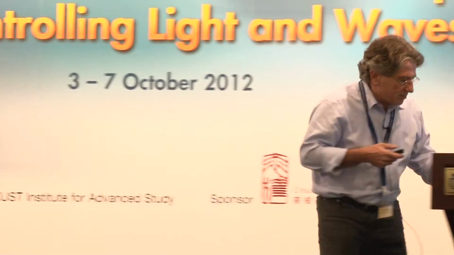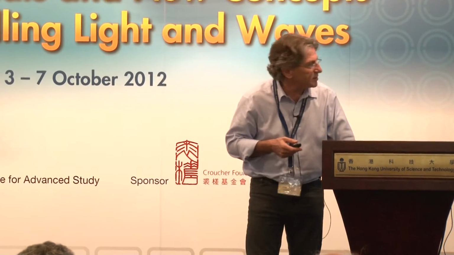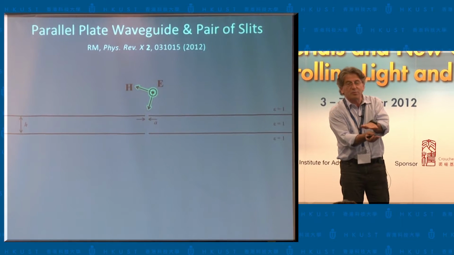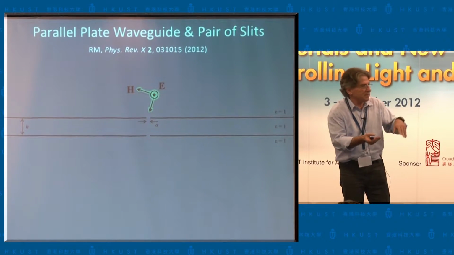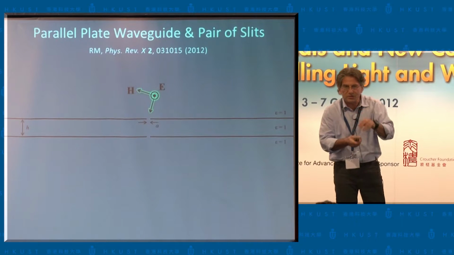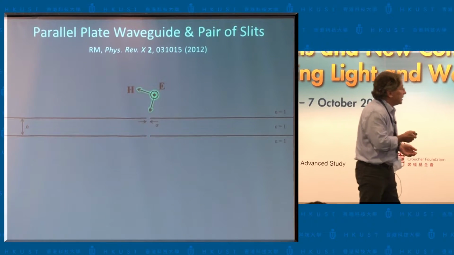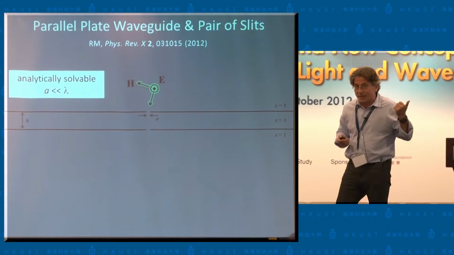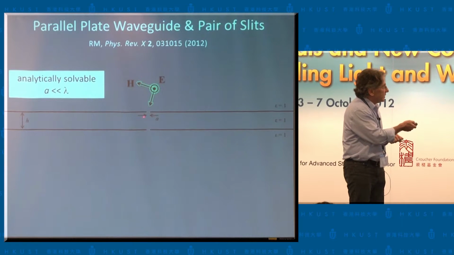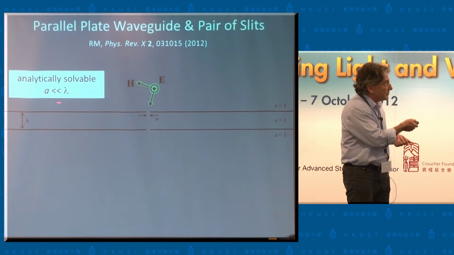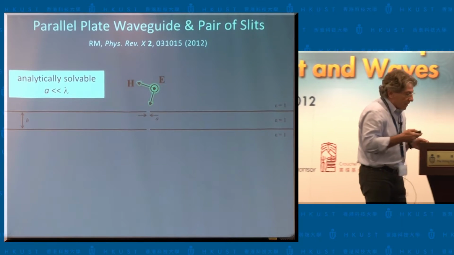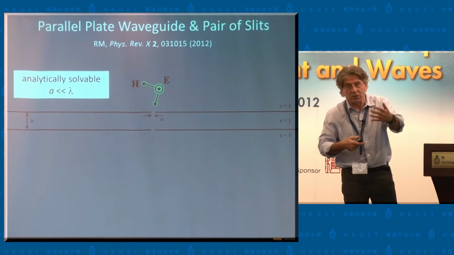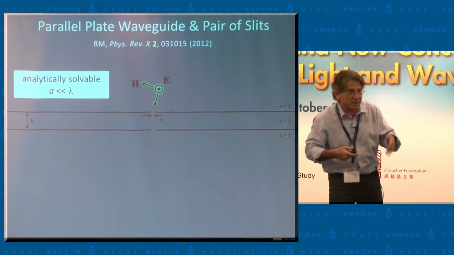This talk is about a fairly simple device. All it is is 2 parallel plates and 2 slits. It could also be 2 little holes. So it's fairly simple. You can solve this problem analytically in the limit when the slit width is very small compared with the wavelength, assuming that you have a perfect metal here. But I will also show you results of simulations with real metals.